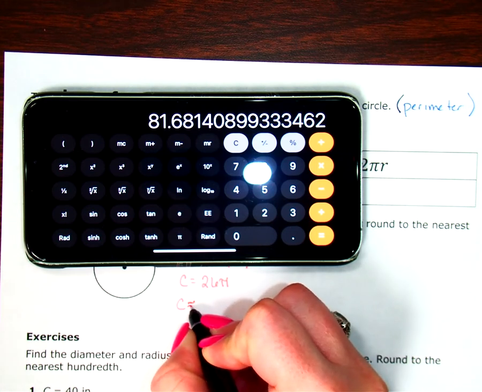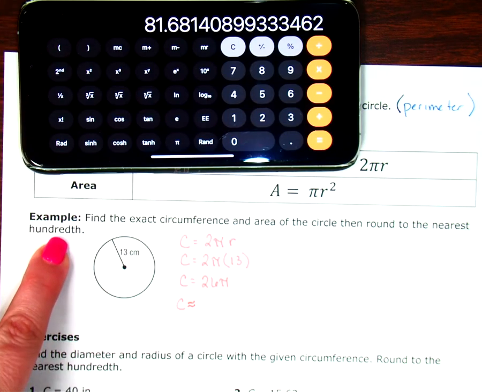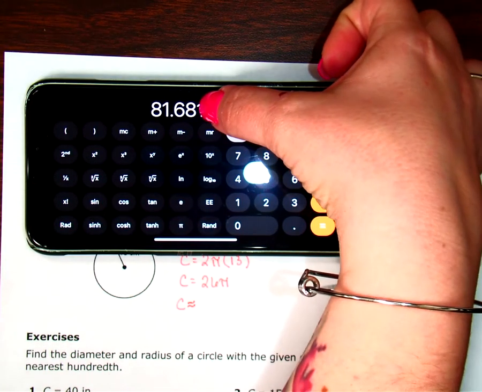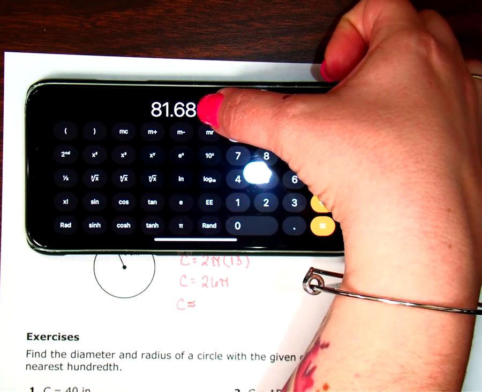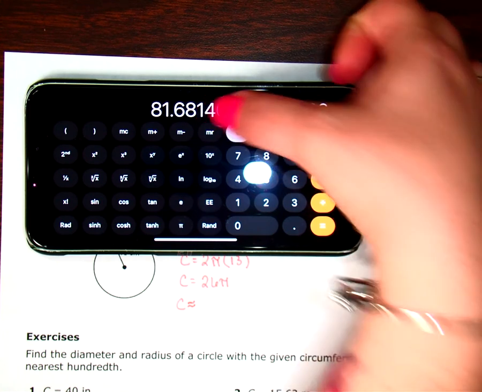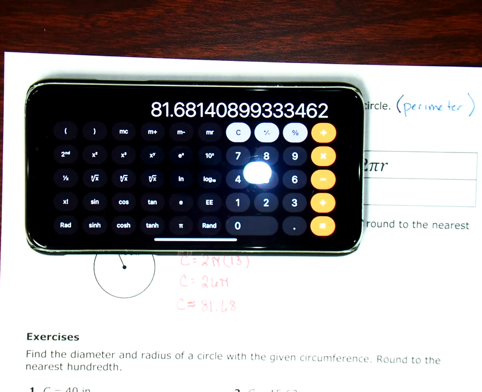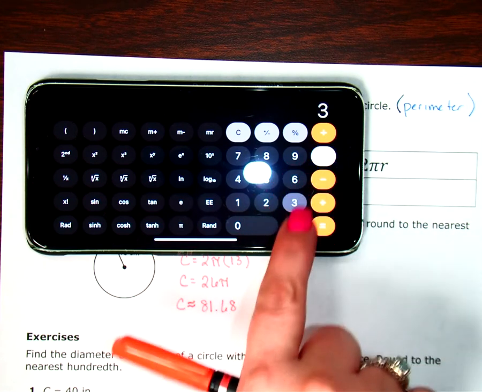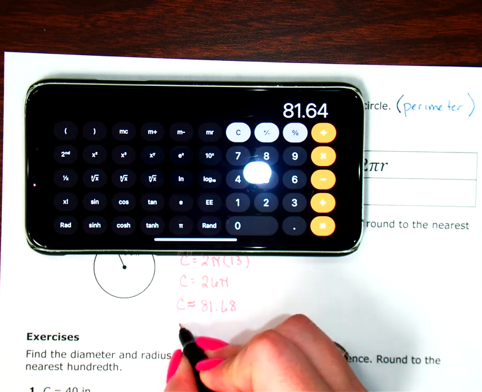I'm going to put a little squiggle equals because it's not exactly equal, since we're rounding. It says to round to the nearest hundredth, which is 2 spaces after the decimal, so 6 and 8. Then I look at the next digit, which is a 1, so I don't have to round up. So 81.68 is my answer. If you can't find a calculator that has a pi button and you just use 3.14, then you're going to have 26 times 3.14, and you're going to get 81.64.